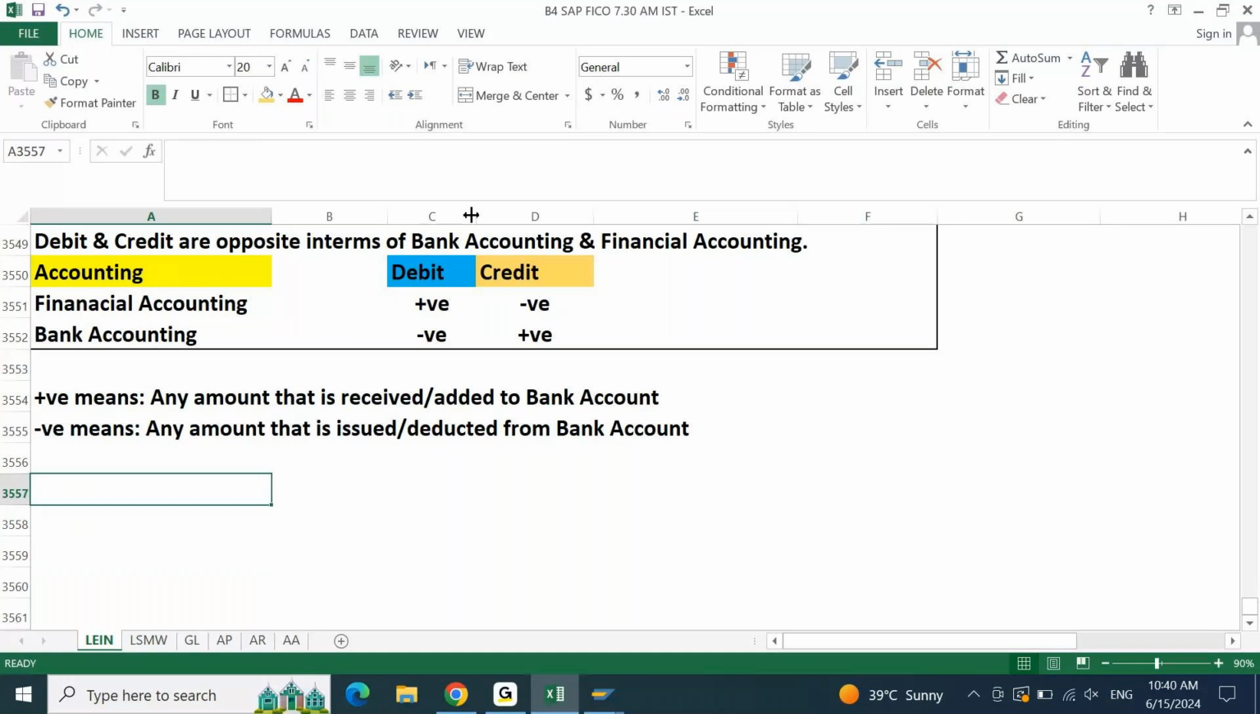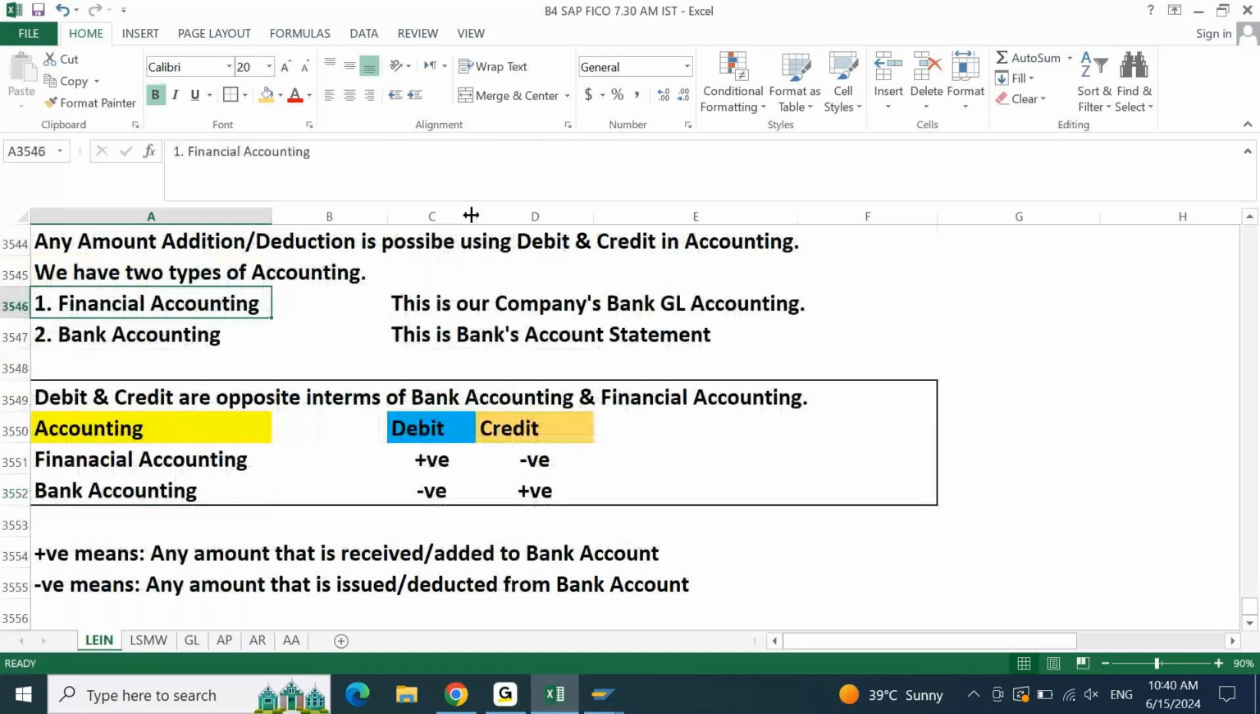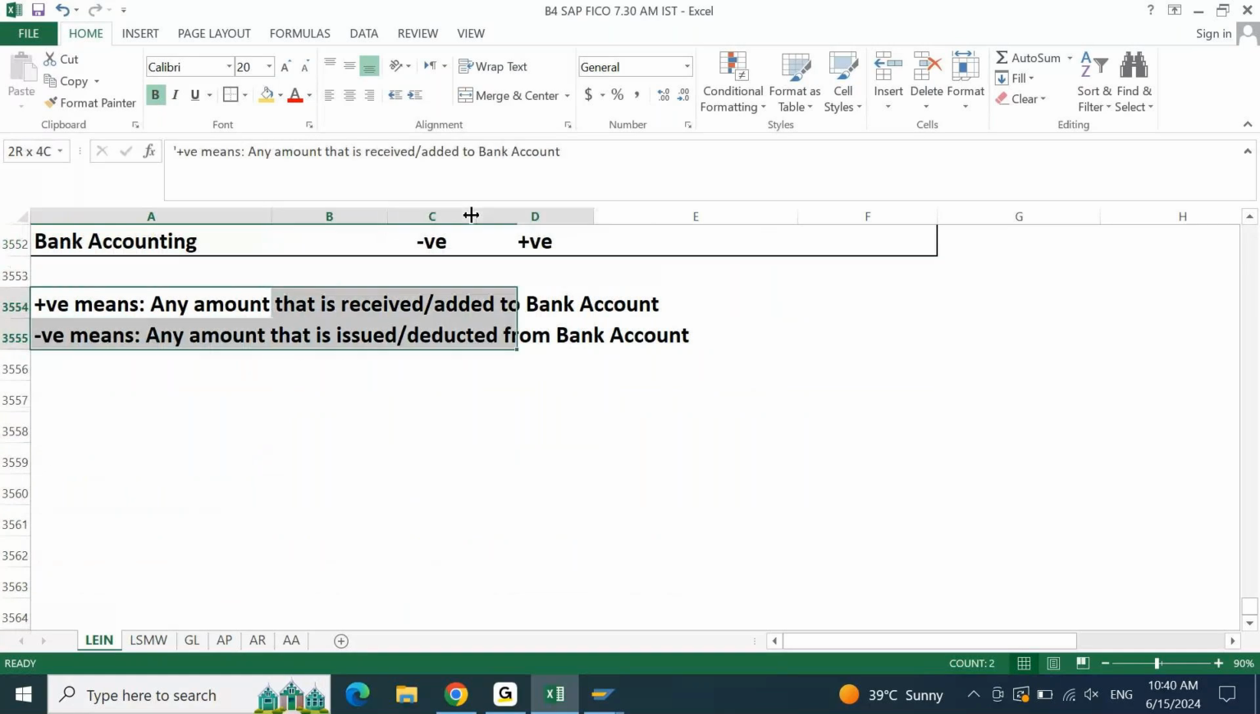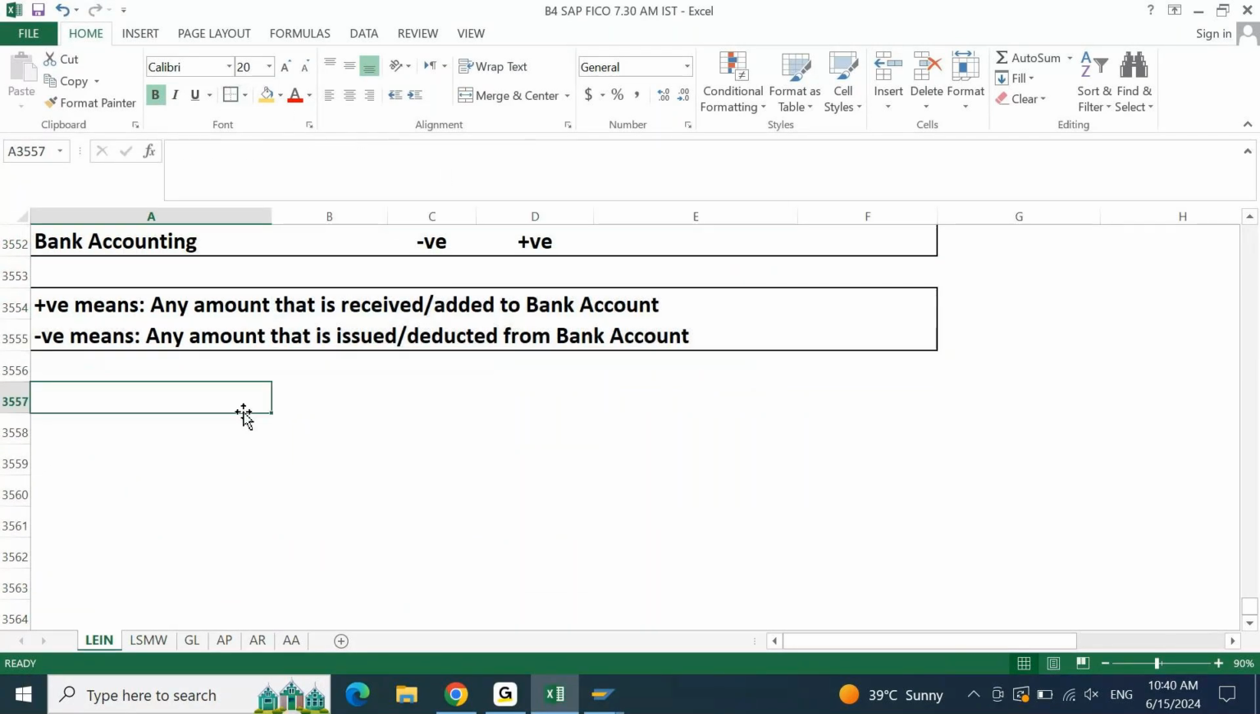I think I have written somewhere. Financial accounting means this is our company's bank GL account. Bank accounting means this is your bank account statement. These 2 points you need to understand, meaning you need to have clarity on how and when your bank account will show debit balance, when your bank statement will show debit balance.